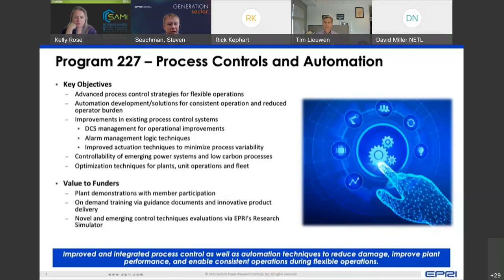Also, we know that there's going to be lots of challenges coming up as we change fuels and start looking at other power resources, so some of these low carbon processes. So we know that those challenges and optimization problems will continue to exist. And that last bullet there, looking at optimization techniques for plants, unit operations, and fleet. So once again, those optimization problems are not going to go away as we start to integrate and have additional resources on the grid. So we're going to continue to look at that within this program.